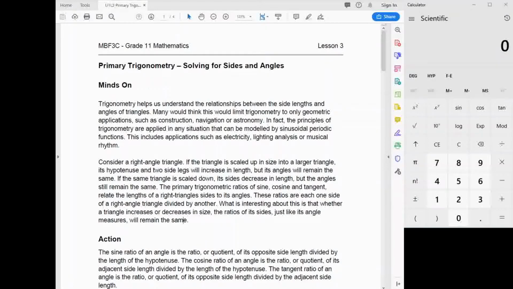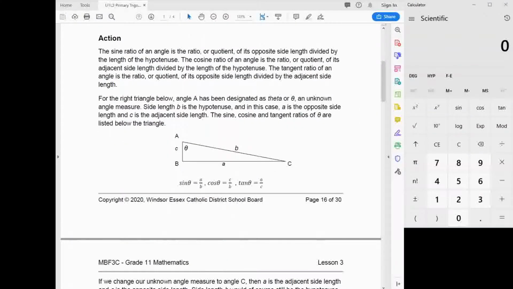So let's look at how we can use trigonometry, by talking about each of the ratios and what they are. A right angle triangle has two sides that are kind of smaller, and a larger side that is what we call the hypotenuse. And the hypotenuse is always opposite of the right angle.